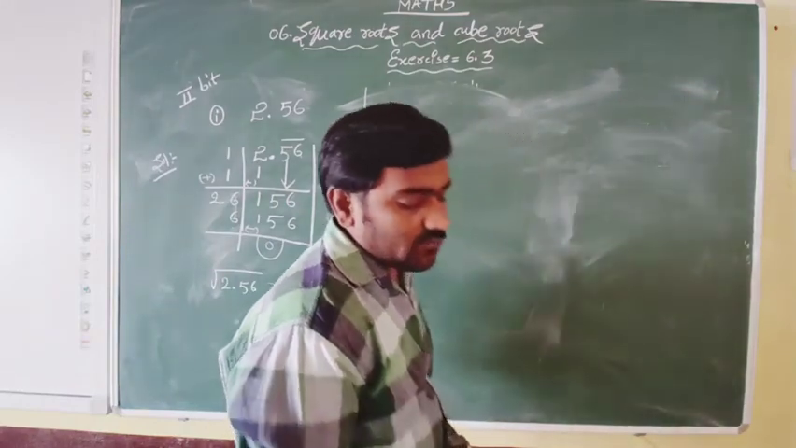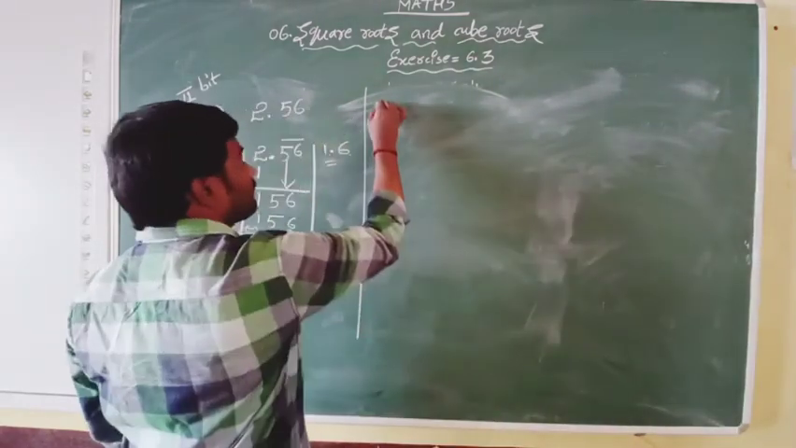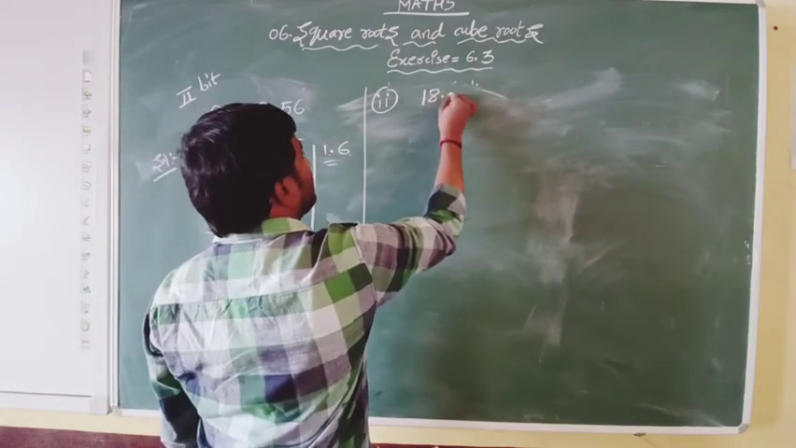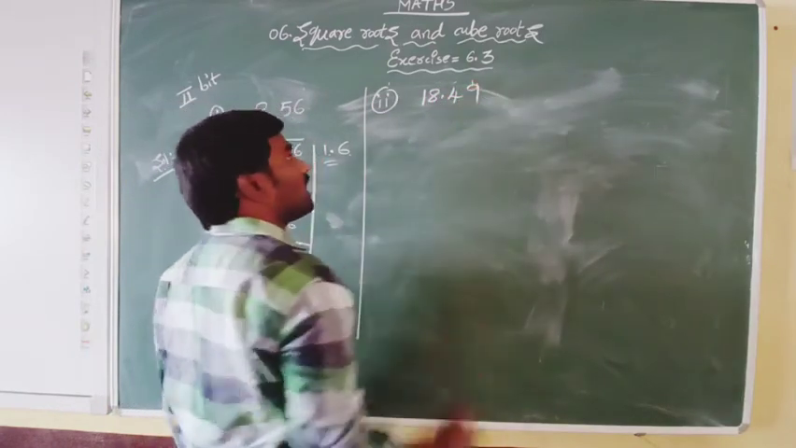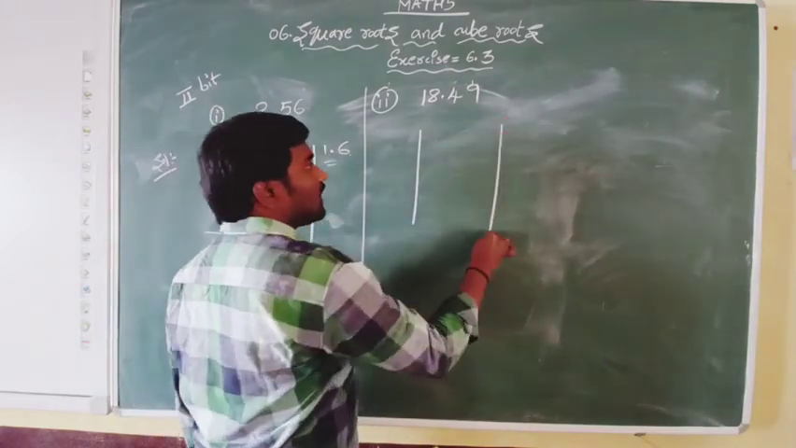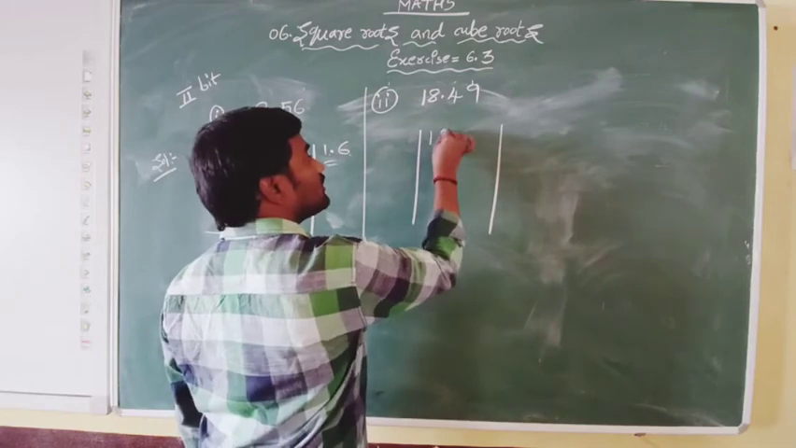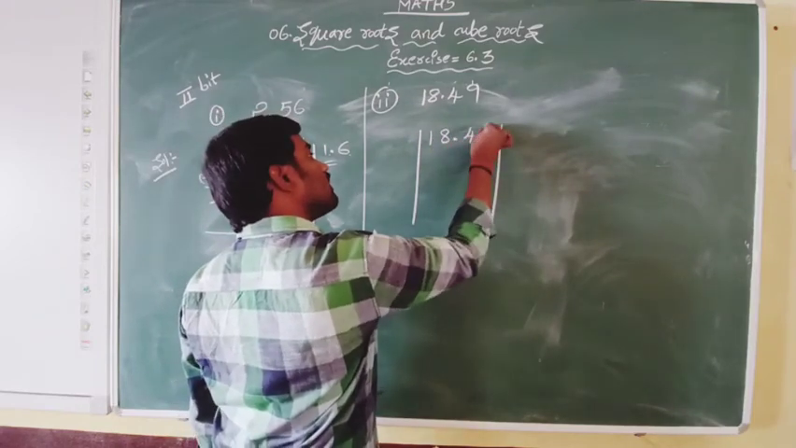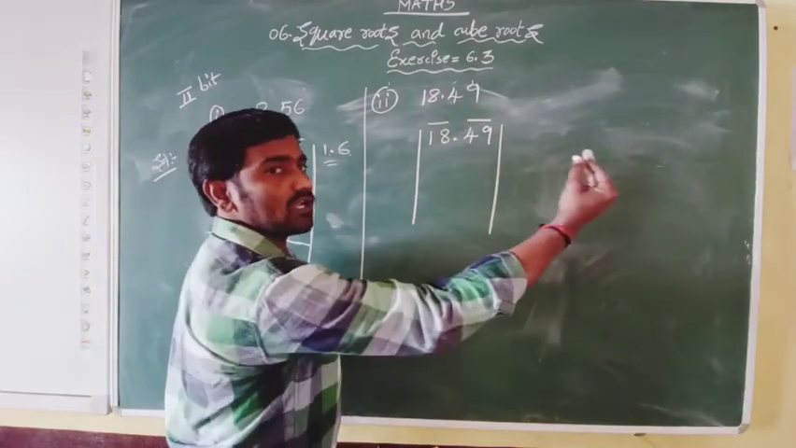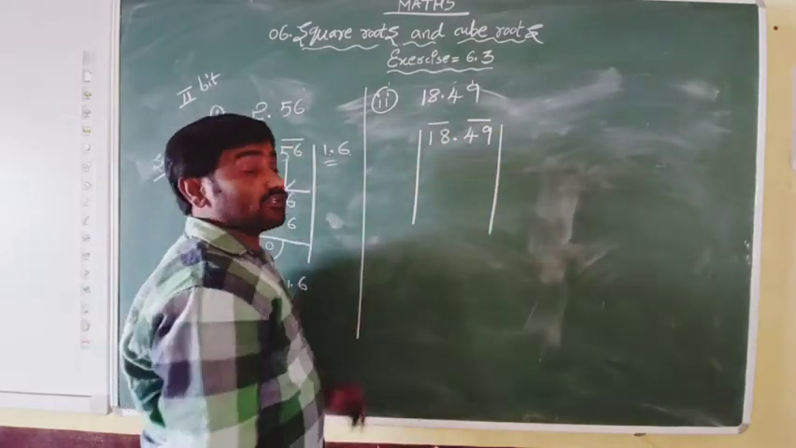So let me go for the second one, 18.49. Let me go for the division of this, and this is the last problem which I am going to explain to you. And see, here we have one pair and here also we have one pair. The pairing also we have to do from right to left.